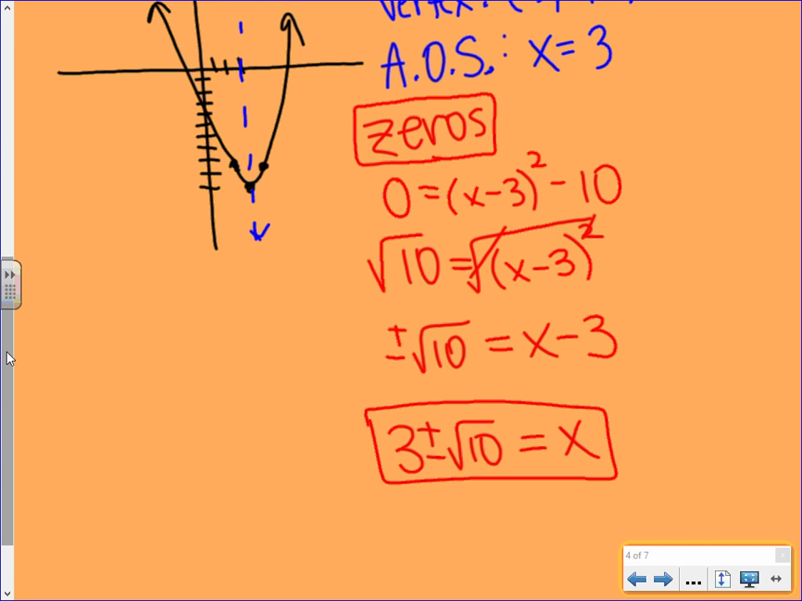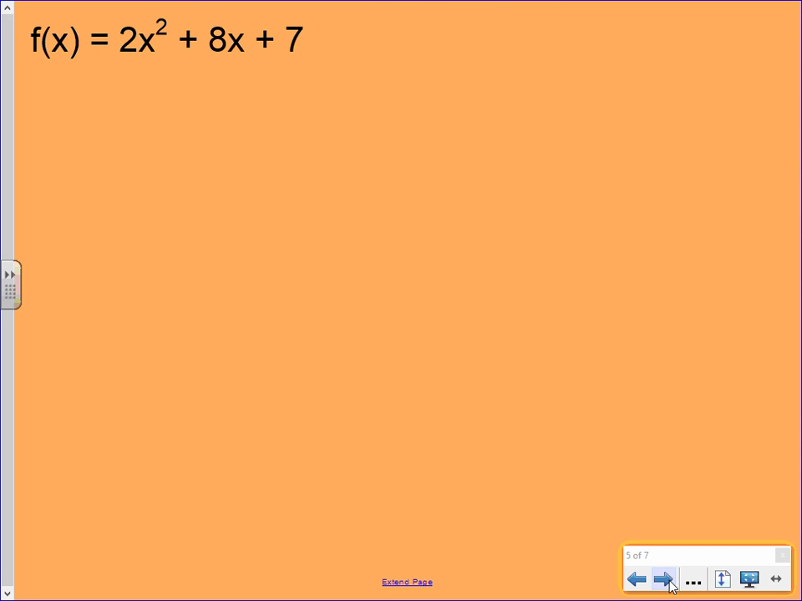Mrs. Homan, what happens if our leading coefficient is not 1? How does that affect our completing the square?